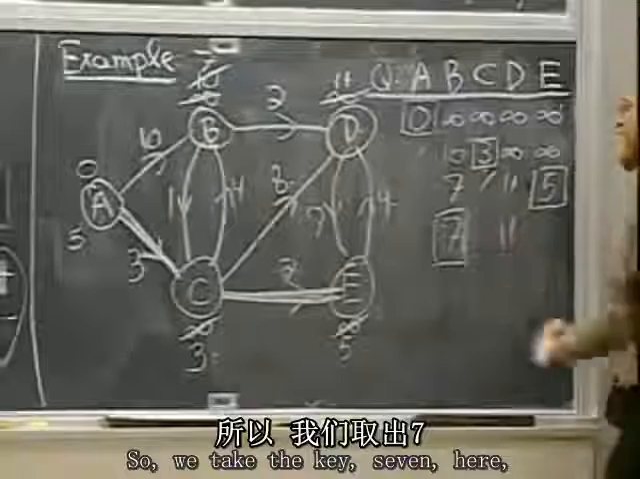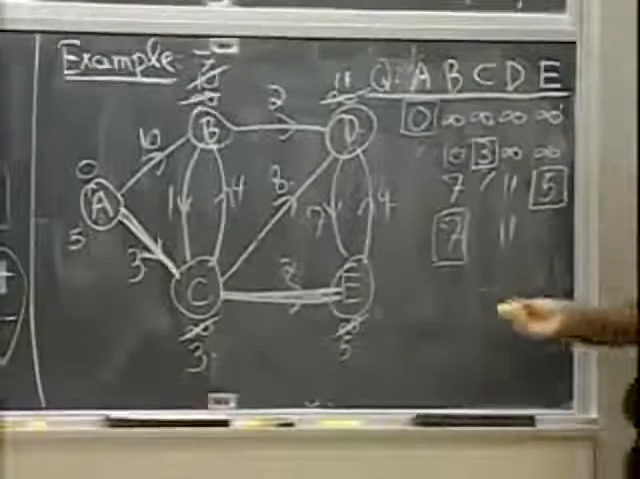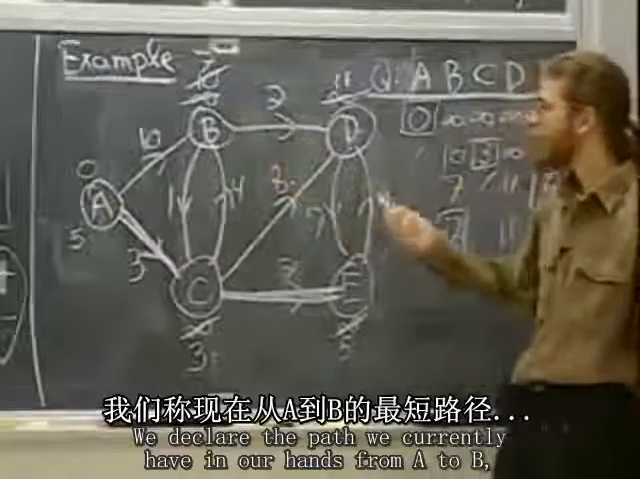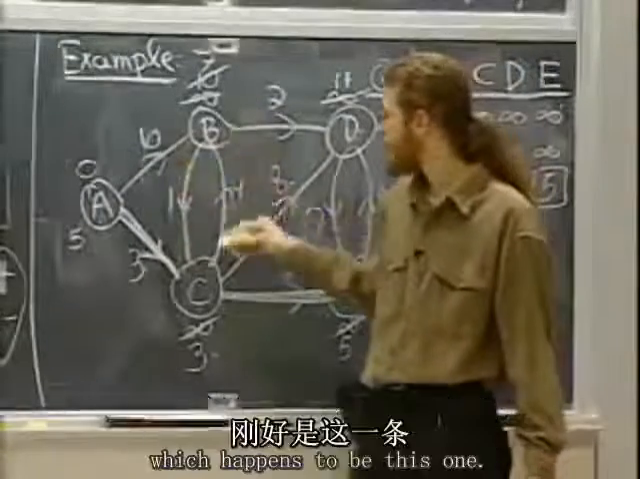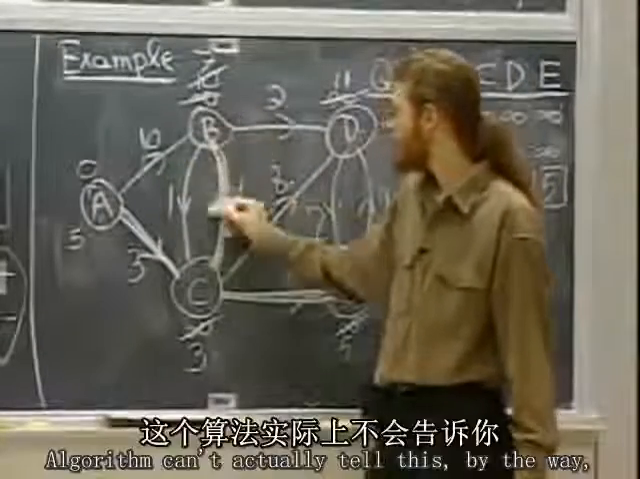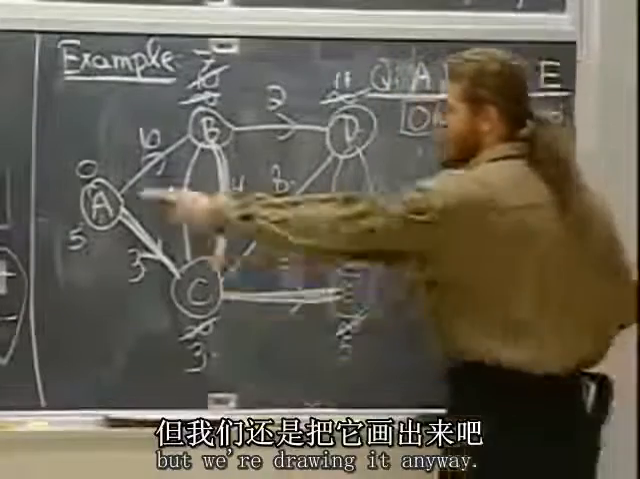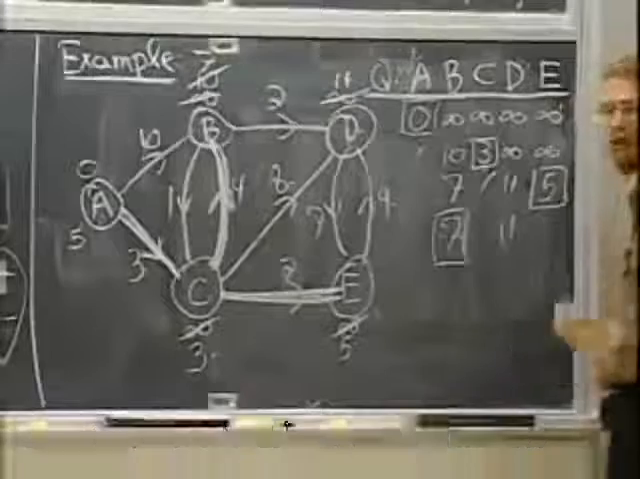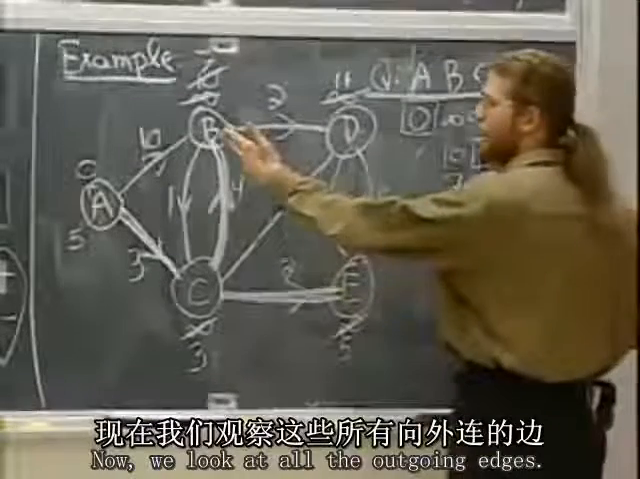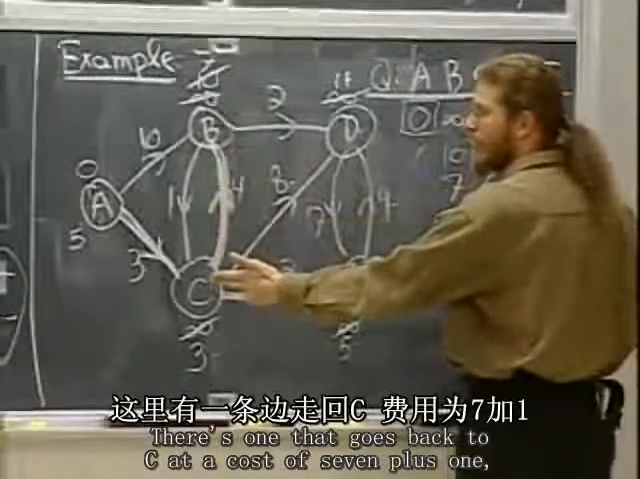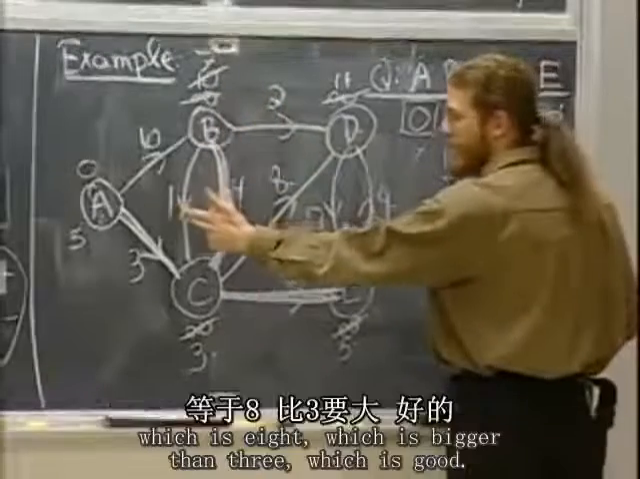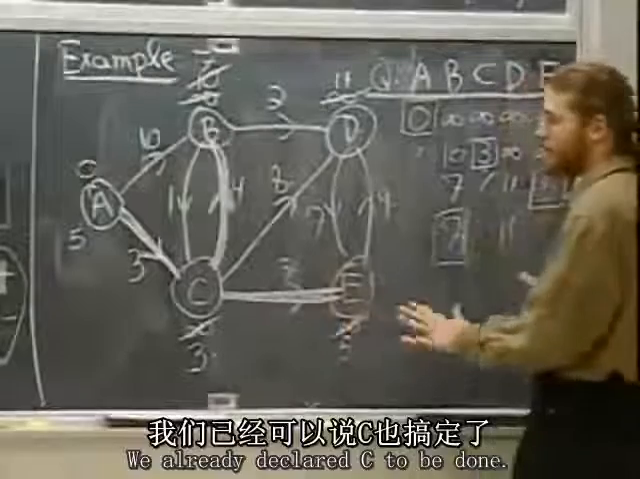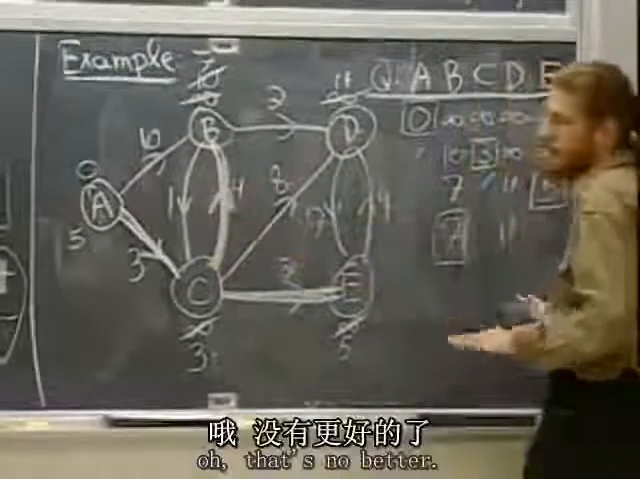So we take the key 7 here, which is for element B. We declare the path we currently have in our hands from A to B, which happens to be this one. The algorithm can't actually tell this, by the way, but we're drawing it anyway. This path A, C, B is the candidate shortest path. The claim is that it is indeed shortest. Now we look at all the outgoing edges. There's one that goes back to C at a cost of 7 plus 1, which is 8, which is bigger than 3, which is good. We already declared C to be done. But the algorithm checks this path and says, oh, that's no better.